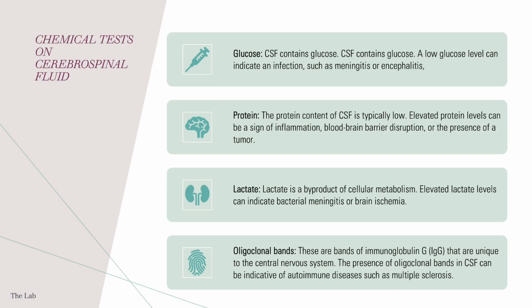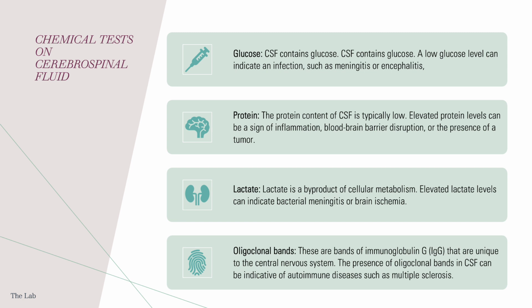Chemical tests on cerebrospinal fluid. Glucose: CSF contains glucose. A low glucose level can indicate an infection, such as meningitis or encephalitis, especially when accompanied by other abnormal findings. Protein: the protein content of CSF is typically low. Elevated protein levels can be a sign of inflammation, blood-brain barrier disruption, or the presence of a tumor.